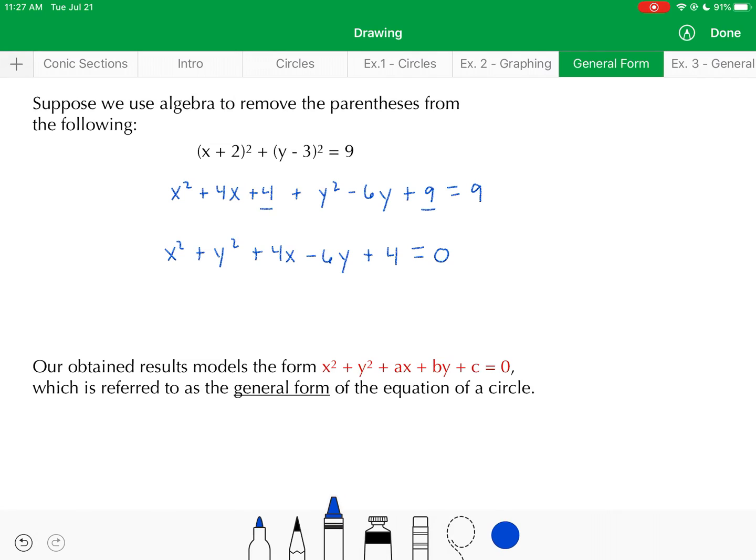Now, when your equation is in this form, this is known to be the general form for the equation of the circle. All right. So notice the format here. You have 2 squared terms that are being added together. Right there's my indication that it's a circle. And then you follow that with your 2 linear terms and then your constant. So this is, again, your general form.